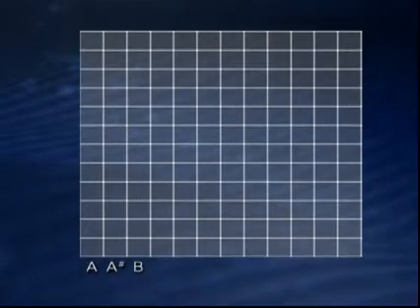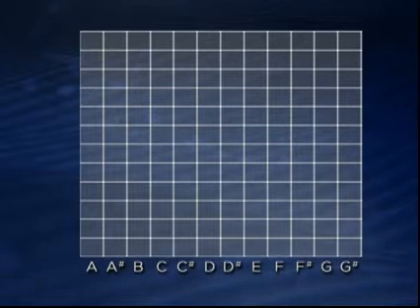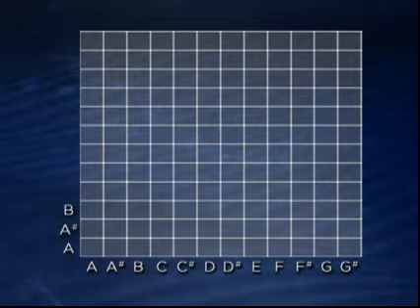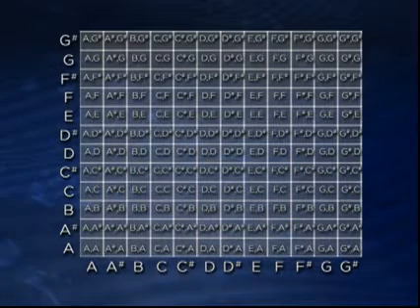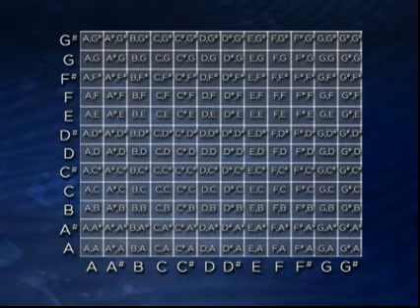Now what if you had two notes? Well then you would get two coordinates, right? So you would have A sharp, B laid out on the X coordinate, and then you would have A sharp, B laid out on the Y coordinate. And each two-note chord would be a spot on this 12 by 12 grid.